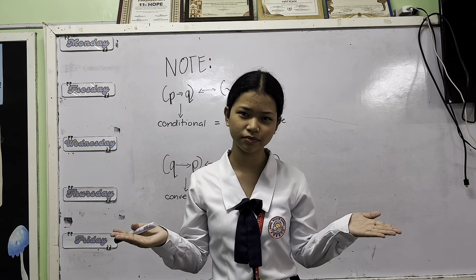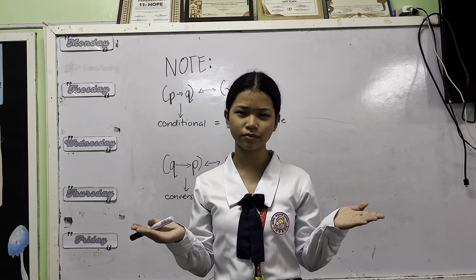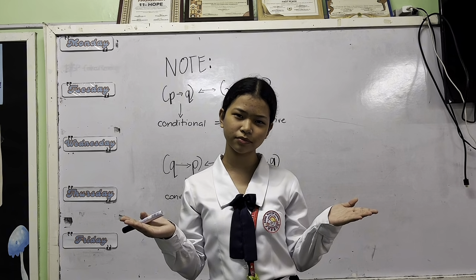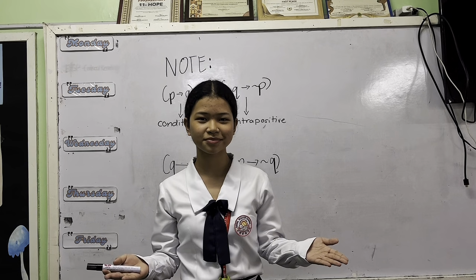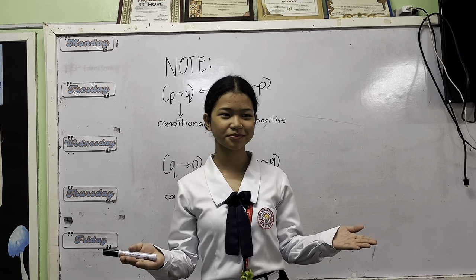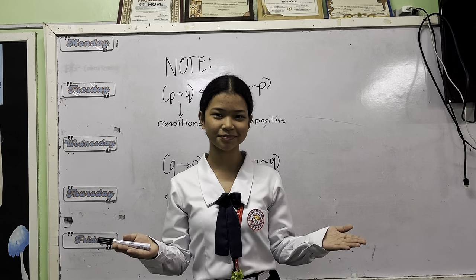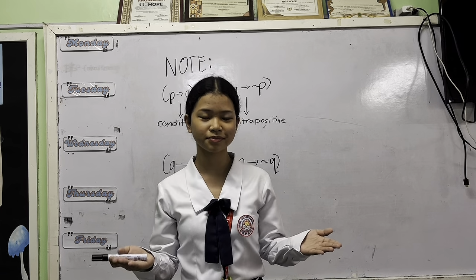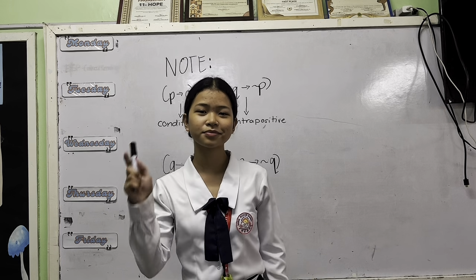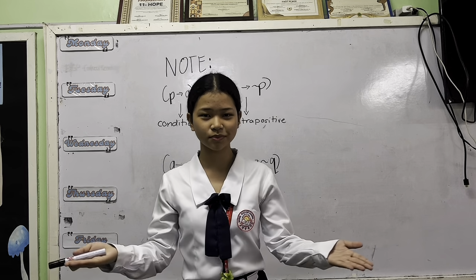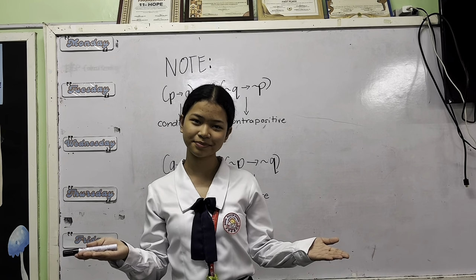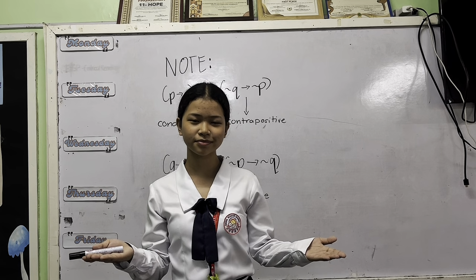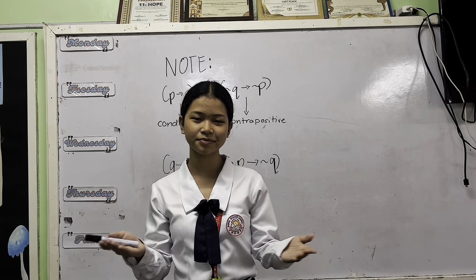Is there something that can prove the equivalence of the conditional and contrapositive, and the converse and its inverse? Yes, there is. When you construct the truth table of the conditional and contrapositive, and similarly of the converse and its inverse, you will see that the truth values of the conditional are the same as its contrapositive, and of course, the truth table of the converse is also equivalent with its inverse. That's why the conditional is equivalent with the contrapositive, and the converse is equivalent with the inverse.